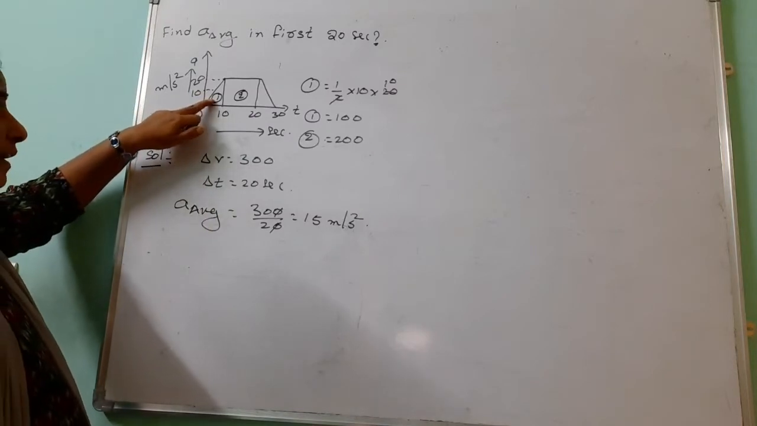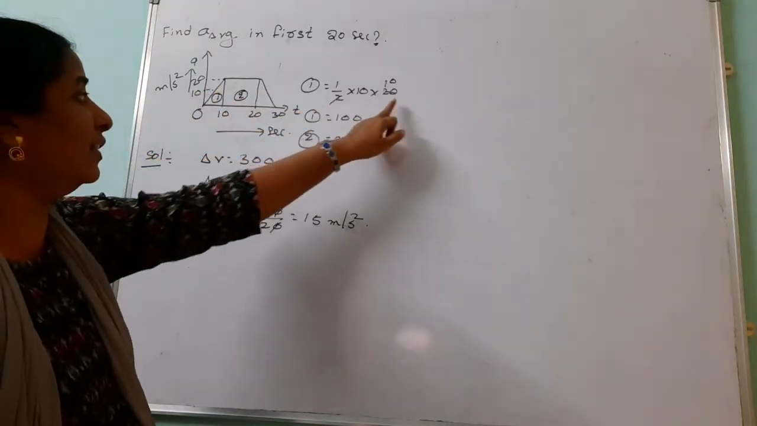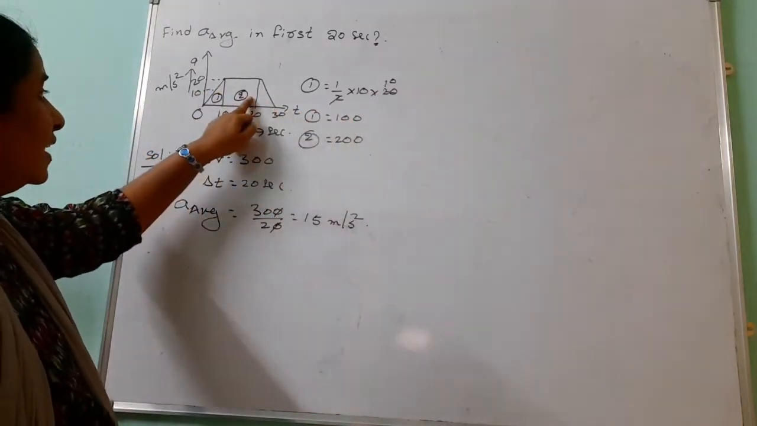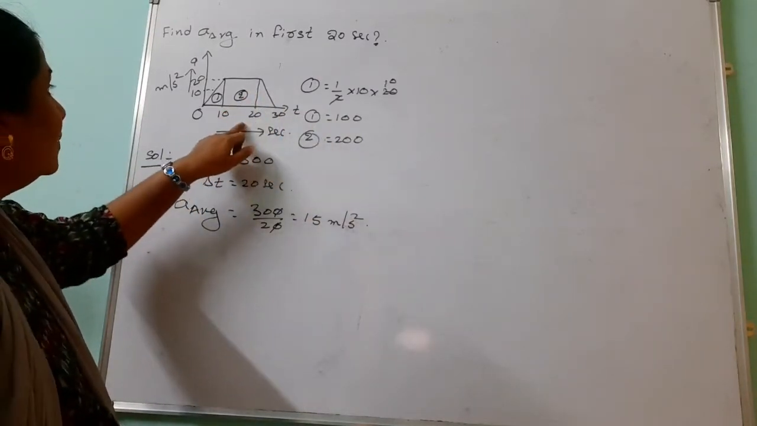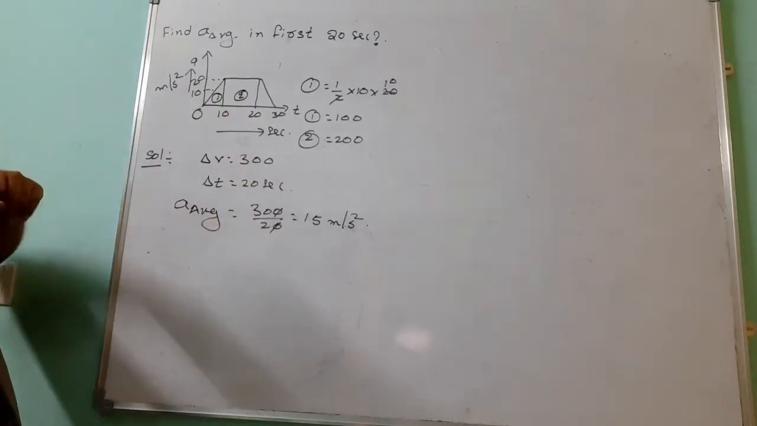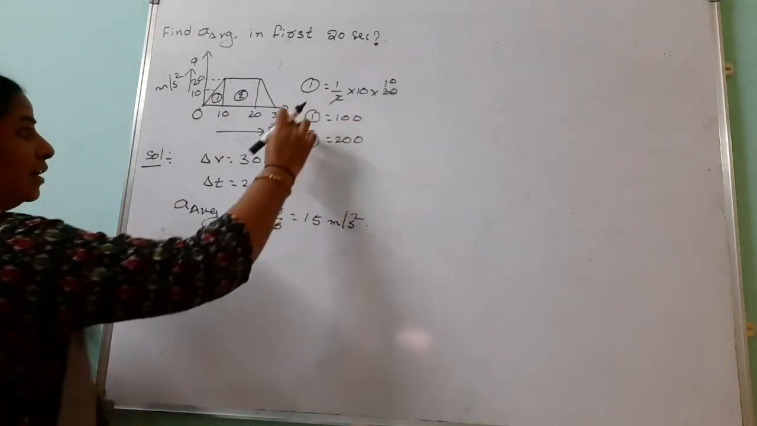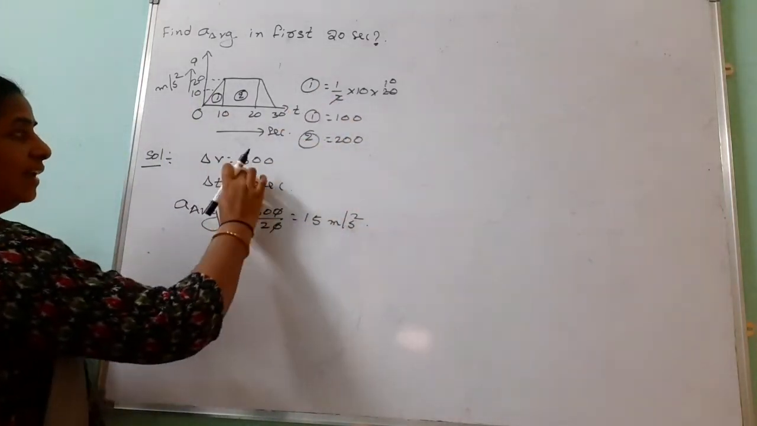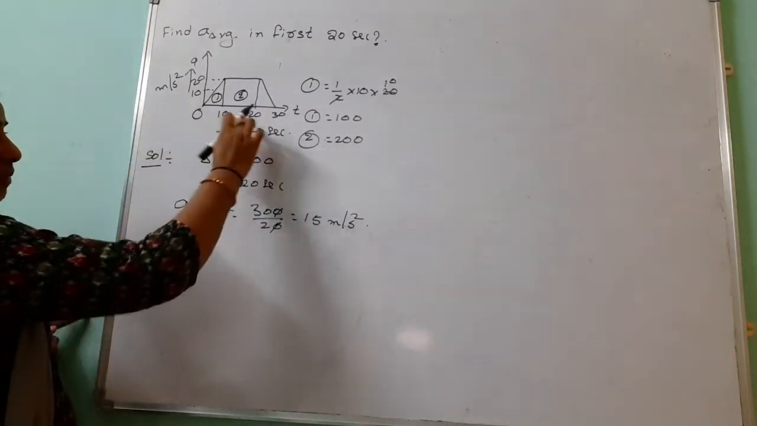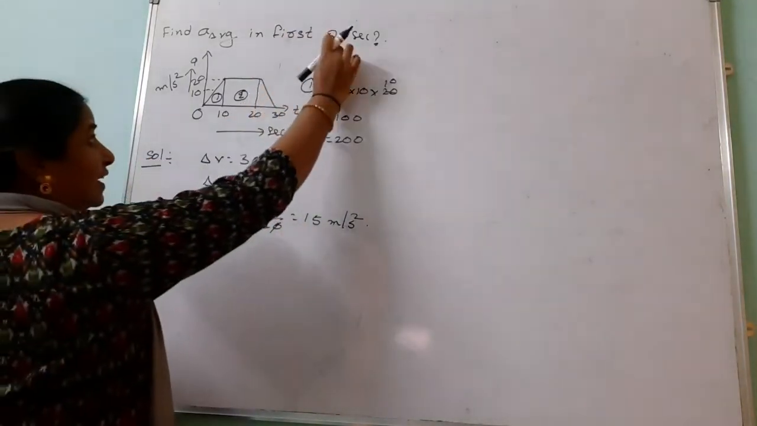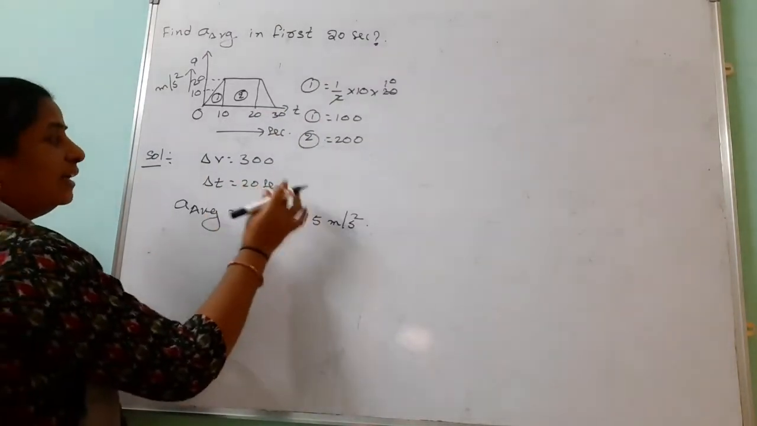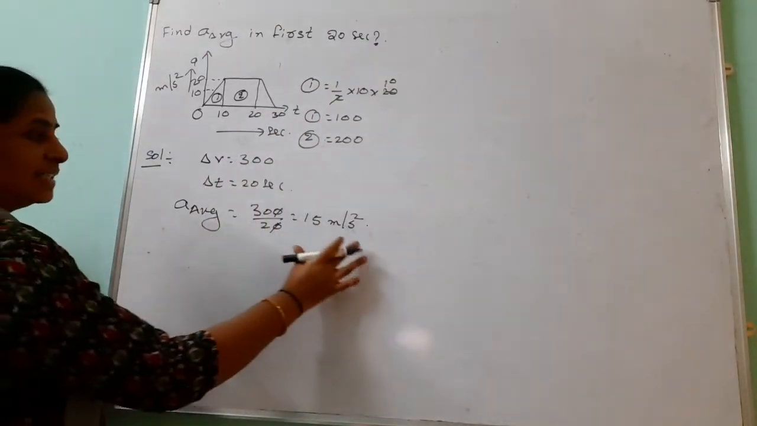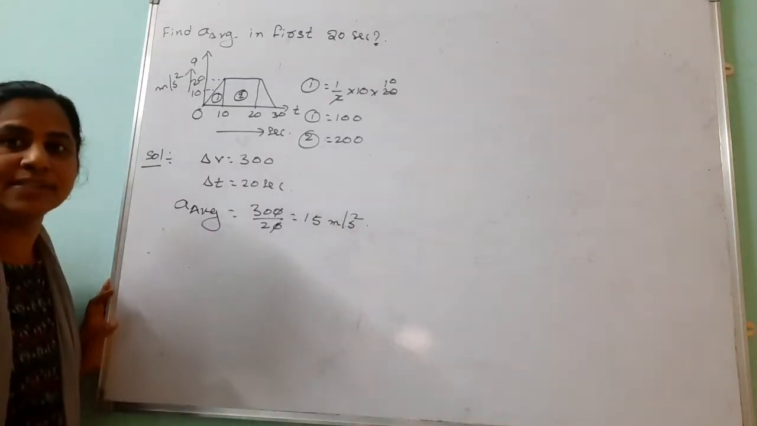The area of the first part, a triangle, half into base into height, gives 100. The area of the second part is a rectangle: base 20 minus 10, which is 10, into height 20, gives 200. So the total area of this graph, the change in velocity, is 300. The time interval is 20 seconds. So the average acceleration is 15 meters per second squared.